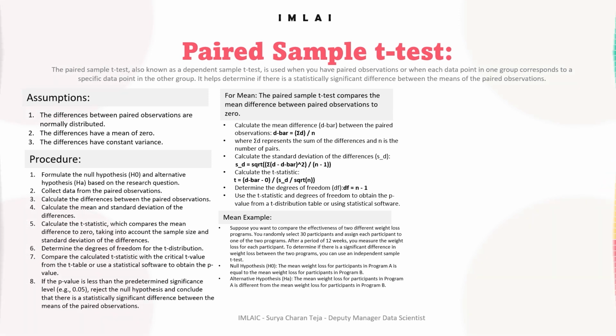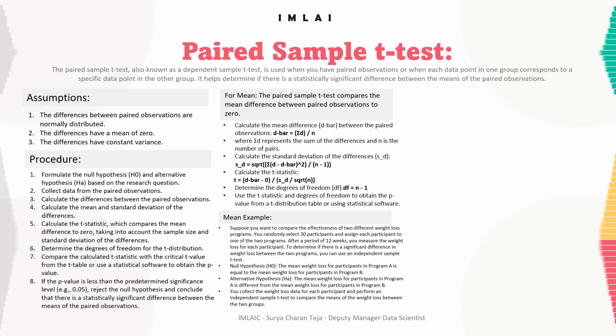The alternative hypothesis: the mean weight loss for participants in program A is different from the mean weight loss for participants in program B. So you collect the weight loss data for each participant and perform an independent sample t-test to compare the means of the weight loss between the two groups.